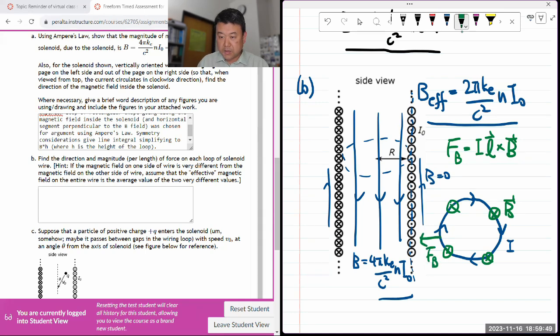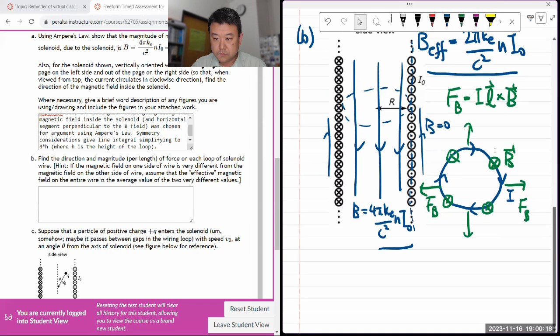And as I imagine going around and doing that, the force will always be pointed outward this way. Let me just do it from my perspective to be sure. Since the current and magnetic field are perpendicular, I guess it's saying per length because if I'm simply adding these all up, the net force adds up to zero.